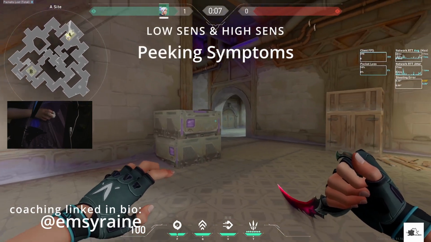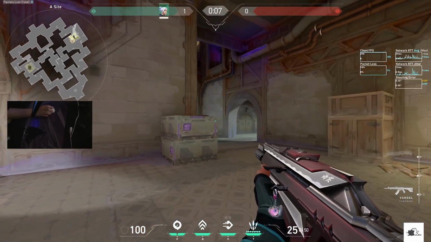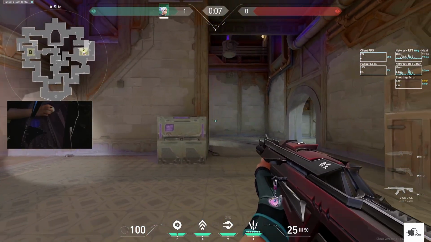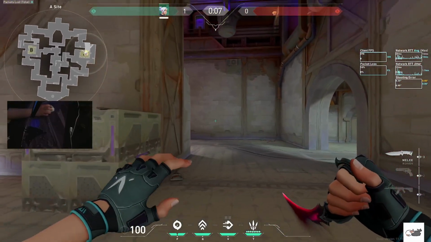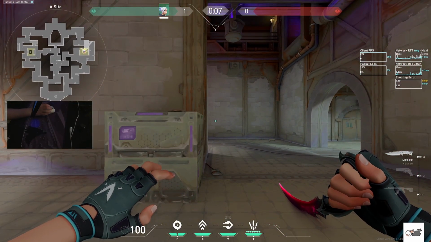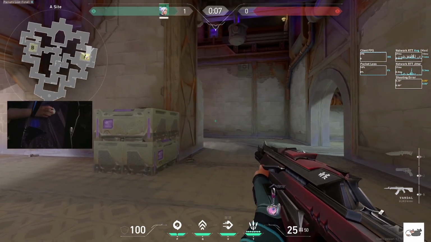In order to talk about the weaknesses of low sense and high sense, especially when it comes to peeking, first we need to talk about what a good peek looks like. One main factor about peeking that I teach in my coaching sessions is you never want your crosshair to be really in the wall for very long.